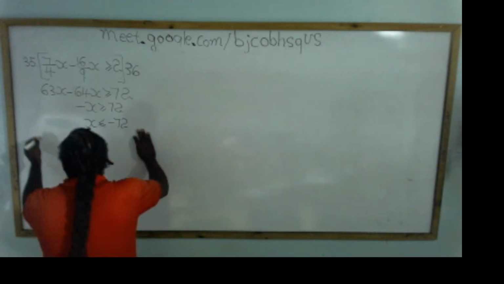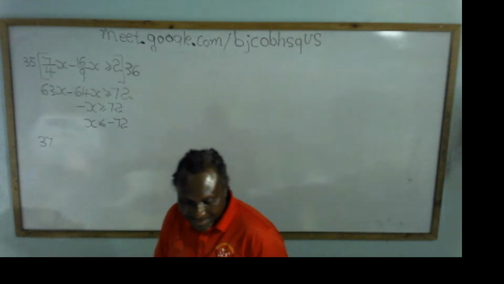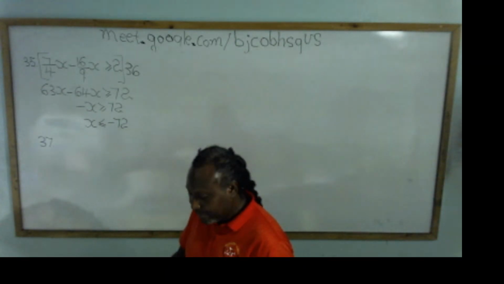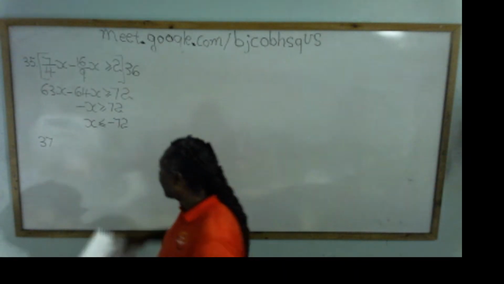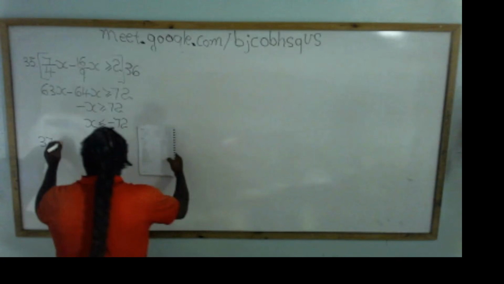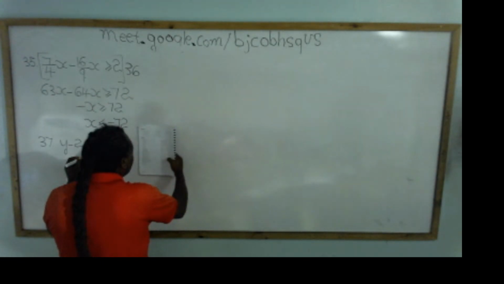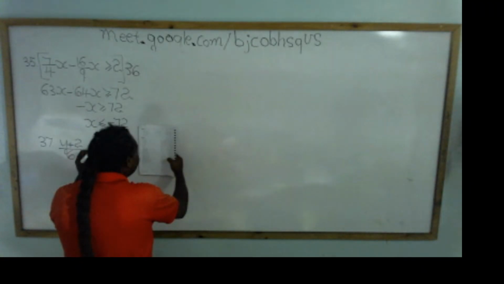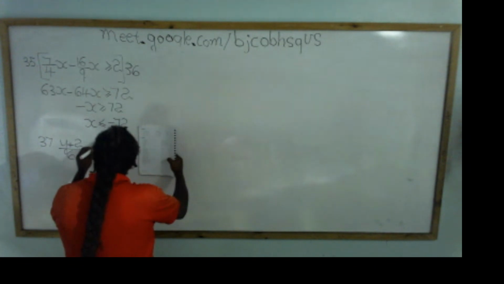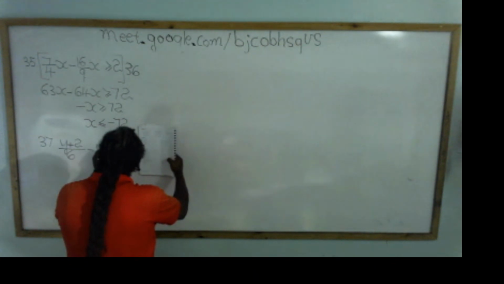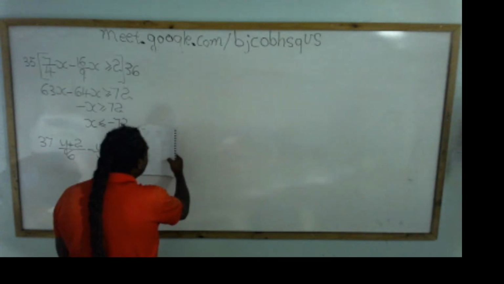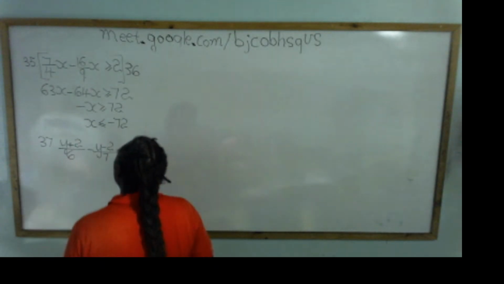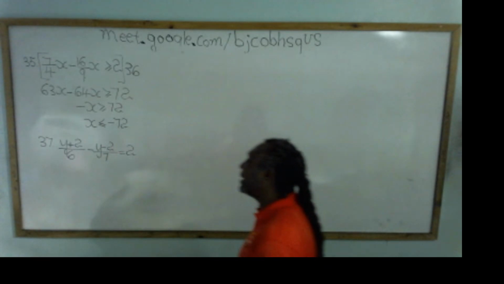Your favorite is coming up, number 37. Y plus 2 over 6 minus y minus 2 over 7 is equal to 2.